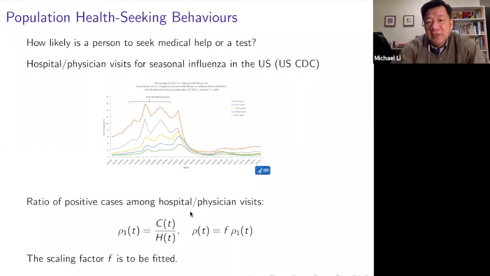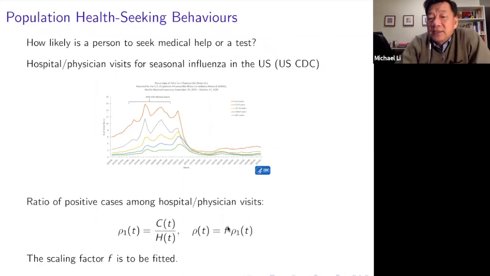So we take this, we call it CT, the cases, which are the data. And then HT, we call this health-seeking behavior. It's defined by these curves. We average it out, for influenza of course, to get a single curve. We call it HT. So we take the ratio, the cases over hospital visits, because at hospital visits they usually do a test for you. This is almost like the positivity of the tests, the probability that a test shows positive.